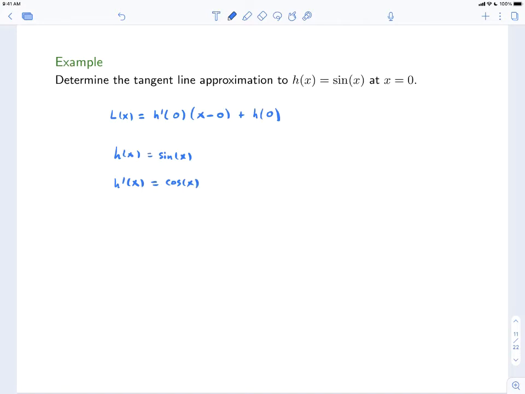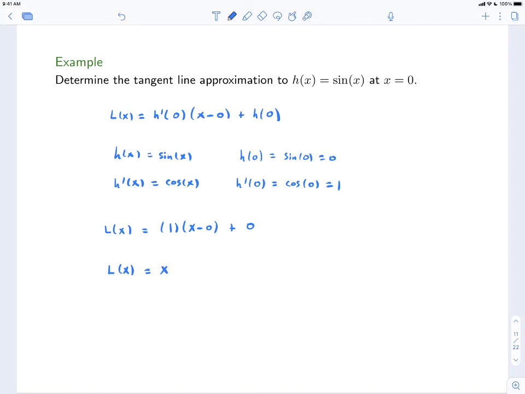So we want to evaluate these at a, which is 0 in this case. So h at 0 is sine of 0, which is 0, and h prime at 0 is cosine of 0, which is 1. So we just plug all of this in. L at x is equal to h prime of 0, which is 1, times x minus 0, plus h at 0, which is 0. So simplifying this, we just get that L of x is equal to x.